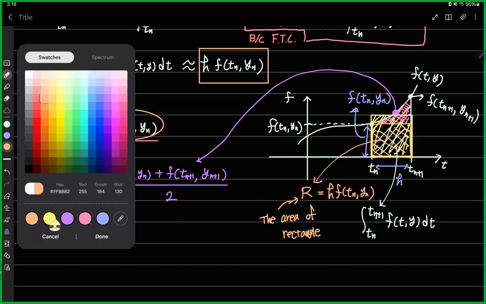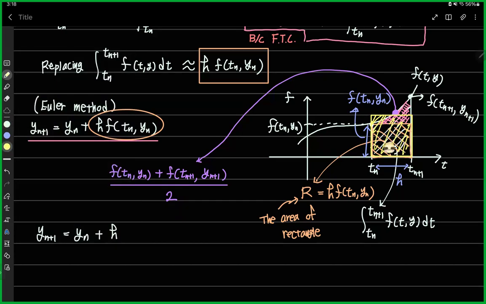By the way, the area of the yellow box is h times f of t n comma y n plus f of t n plus 1 comma y sub n plus 1. We need more space.